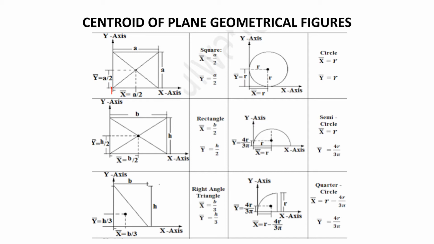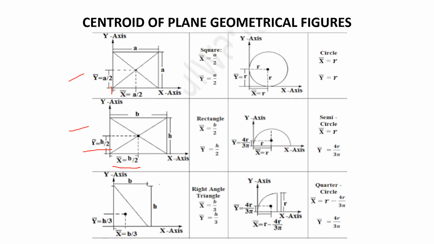Then next, rectangle. The rectangle has length b and height h. So x bar is equal to b by 2, that is this distance, length divided by 2, half of the length, and y bar is h by 2, that is half of the height.